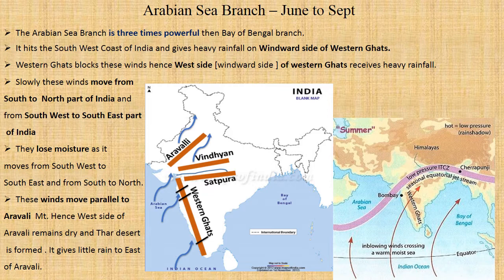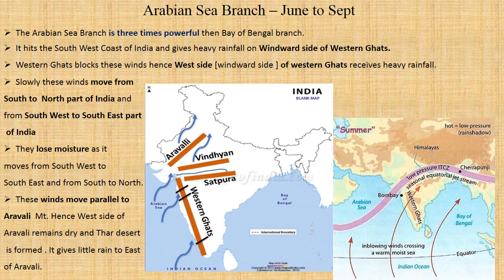When the Arabian Sea branch moves, it is also blocked by the Satpura Mountains and Vindhya Mountains. The windward side of the Satpura Mountains and Vindhya Mountains will receive heavy rainfall. So in this map, we can see the windward and the leeward side. The leeward side is also called the rain shadow region.